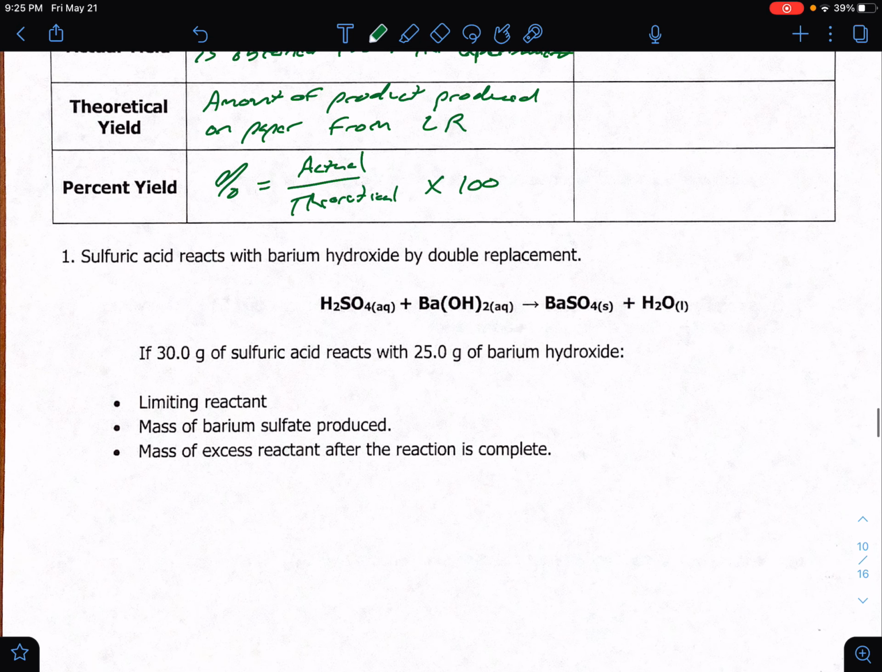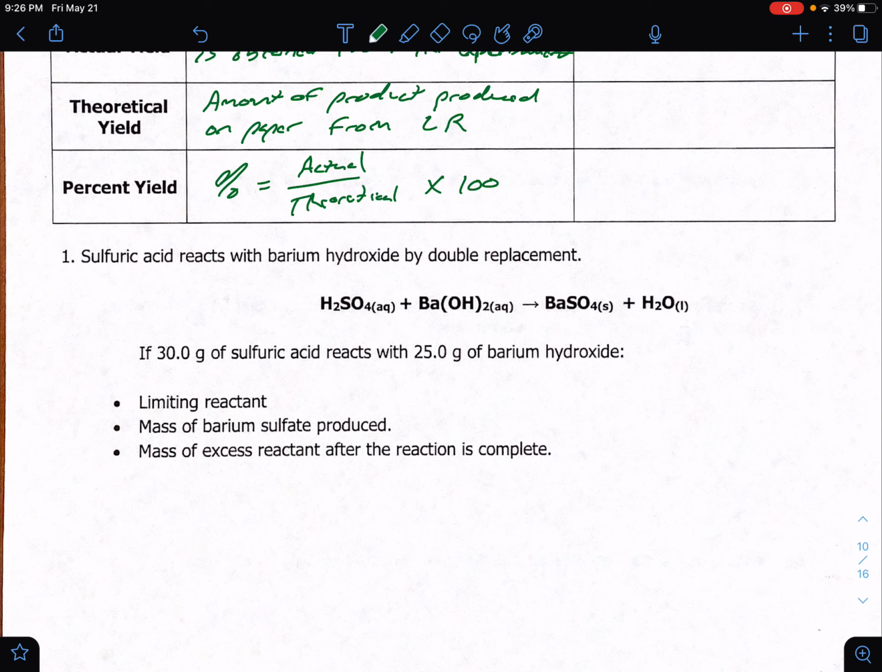Okay, so number 1, sulfuric acid reacts with barium hydroxide by double replacement. If 30 grams of sulfuric acid reacts with 25 grams of barium hydroxide, 1, find the limiting reactant. 2, find the mass of barium sulfate produced. And 3, find the mass of excess reactant after the reaction is complete.